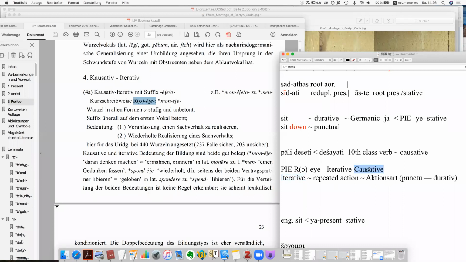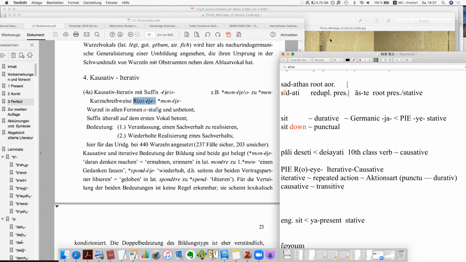And what is causative? Causative refers to the diathesis or transitivity, right? So it is actually transitive, right? Okay, transitive. Okay.